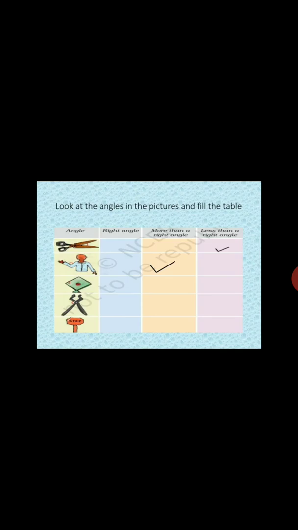Now we have a kite here. Look at the kite carefully. What angle is it forming? It is forming a right angle. Now we have one more picture here. And what angle is that forming? This angle is forming less than a right angle, that is acute angle. Now the stop sign, that is forming more than a right angle.